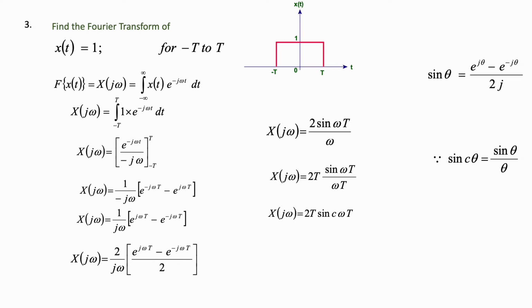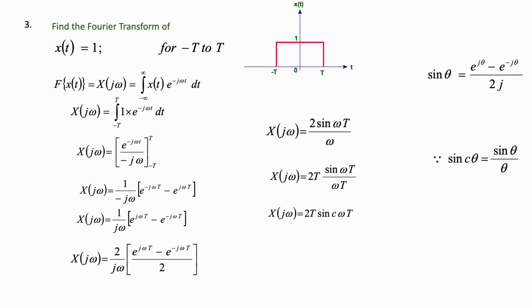Now we can see the next problem. Find the Fourier transform of x of t equal to 1 for minus T to plus T. Write down the formula. What is the amplitude here? 1. The signal is drawn here. From minus T to plus T, the amplitude becomes 1. This is the graphical representation, and this is the mathematical representation.